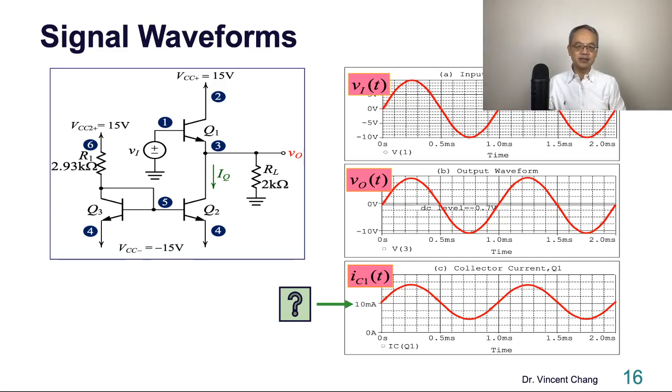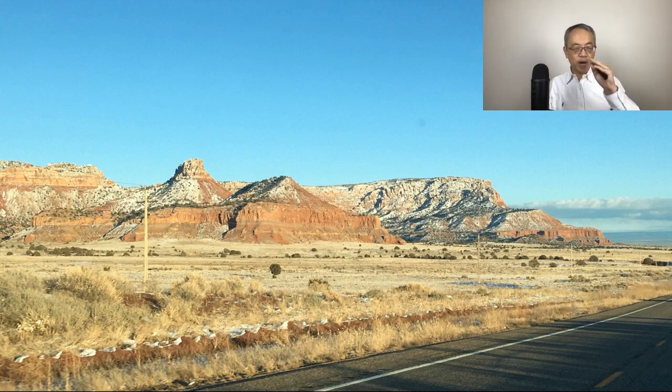So why is this? I want you to pause for 5 minutes and think about this. So the question is, why is the quiescent collector current, the DC level of the collector current waveform, 10 milliamp? Let's pause for 5 minutes. So I'm back.